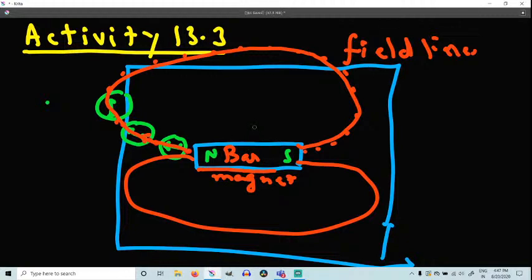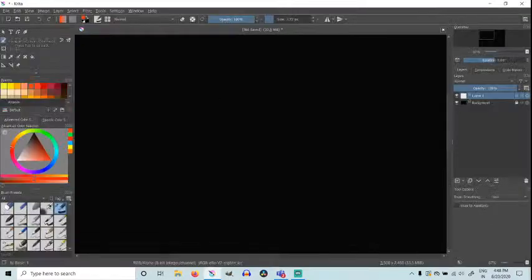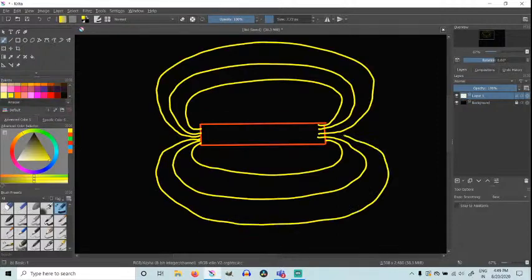You will get a pattern which looks somewhat like this. Okay, I'll erase this. This has become a bit dirty, and I'll reduce the width of my pen a little, and then I'll draw it. So now this yellow thing is my bar magnet. So I get a pattern like this.